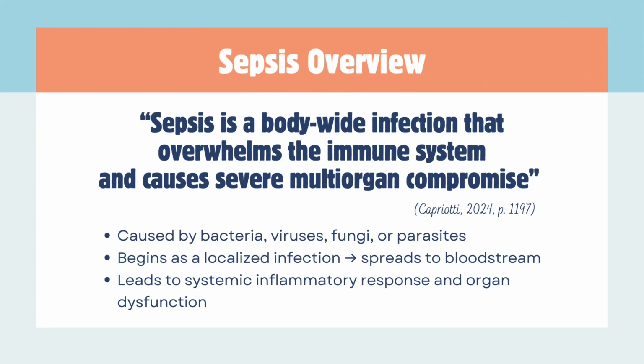Sepsis is caused by an infection from bacteria, viruses, fungi, or parasites. It typically begins as a localized infection, such as pneumonia or a urinary tract infection, and then spreads into the bloodstream. As the infection progresses, it triggers a systemic inflammatory response throughout the body, which can lead to widespread tissue damage and organ dysfunction. Ultimately, sepsis represents a body-wide infection that overwhelms the immune system and can result in severe multi-organ compromise.